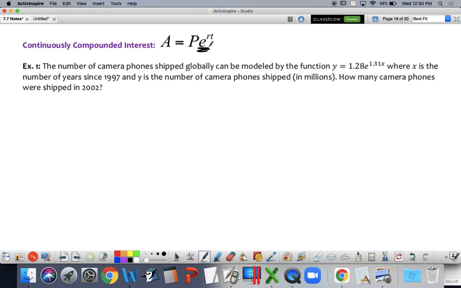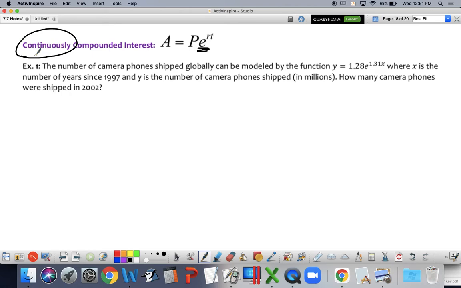Because banks are not just going to put your money in an account and then every 6 months look and add some interest to it. What banks are doing is continuously reinvesting your money every day, even if it's fractions of a penny. So whenever you see the word continuously compounded, you are going to use this formula, and again, I'm going to give you this formula on the test.